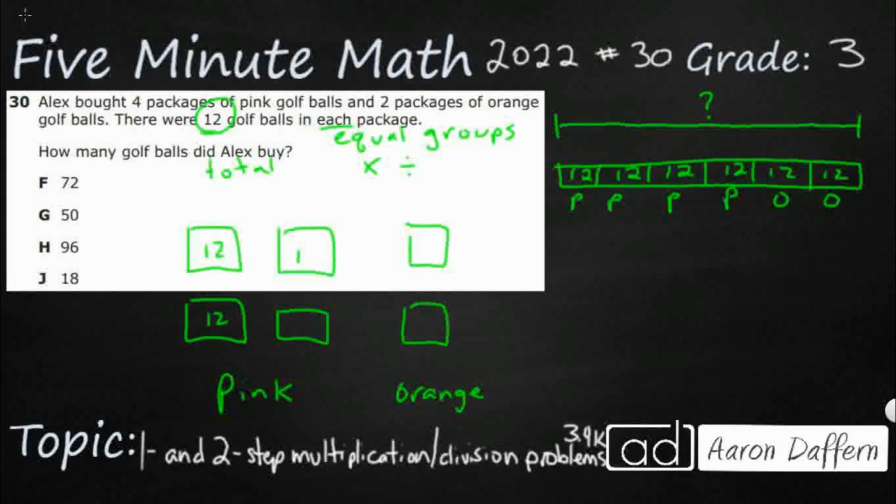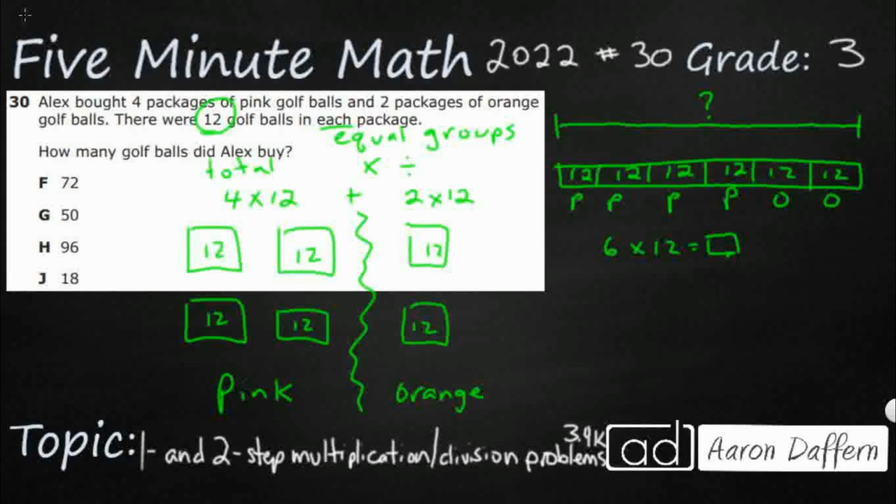If you want to combine the orange and the pink. If you don't want to combine the orange and the pink, you can kind of deal with them separately, which is fine. So let's see what happens if I do it all together, right? So this is literally just going to be 6 groups of 12 equals my unknown. But here's how you can deal with it separately if you want to. You can say, well, how many pinks do I have? Well, I've got 4 groups of 12. How many oranges do I have? Well, I've got 2 groups of 12. Okay? And what I need to do is I need to add those 2 together.